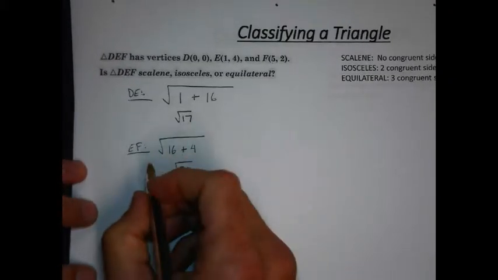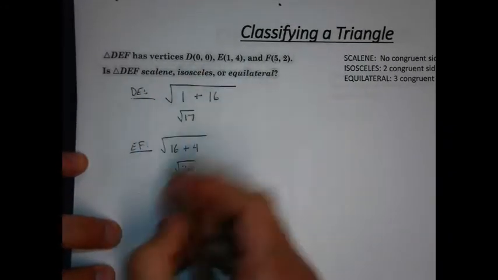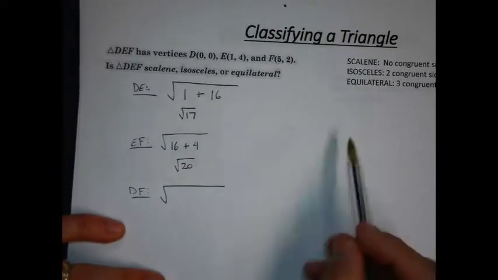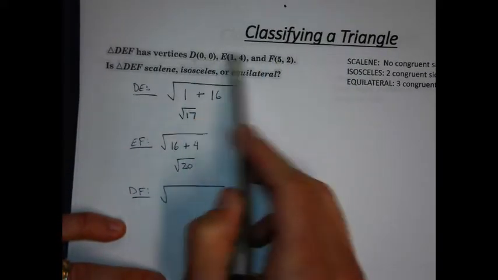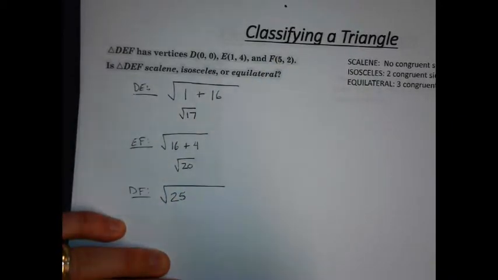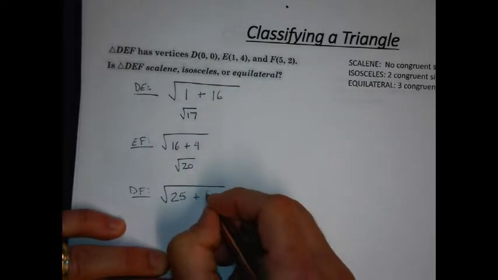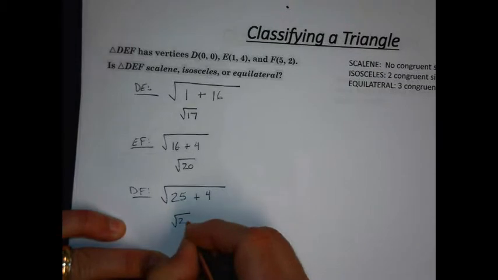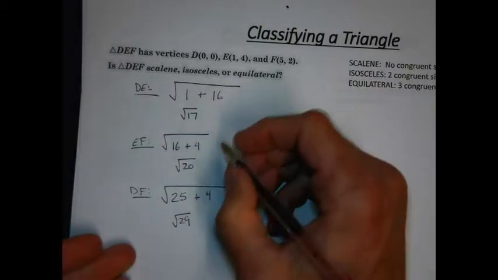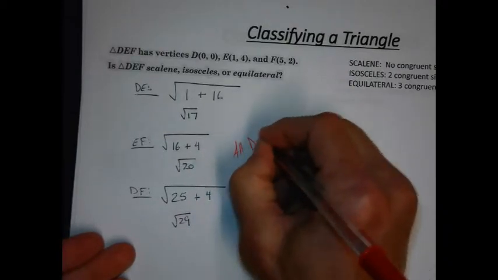Well, I'm missing a side. We got DE and EF. What are we missing? We're missing DF. So we can calculate our third side, DF. Look how fast we're using the distance formula now. So I have 5 minus 0 is 5. 5 squared is 25. I can already tell it's going to be a scalene triangle. 2 minus 0 is 2. 2 squared is 4. So we have the square root of 29. 3 completely different side lengths. Okay, so our measuring tape comes up with 3 completely different side lengths, all different, no congruent, scalene.